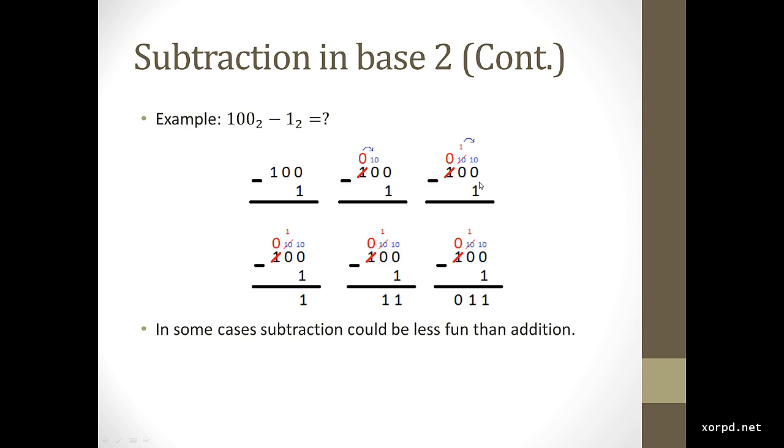Now we can subtract 10 minus 1, and we get as a result 1. Next we subtract 1 minus nothing, or 1 minus 0, which is 1. The result that we finally get is 11 in base 2. By now you've probably noticed that in some cases subtraction could be less fun than addition, because we have to borrow from some distant digit sometimes.